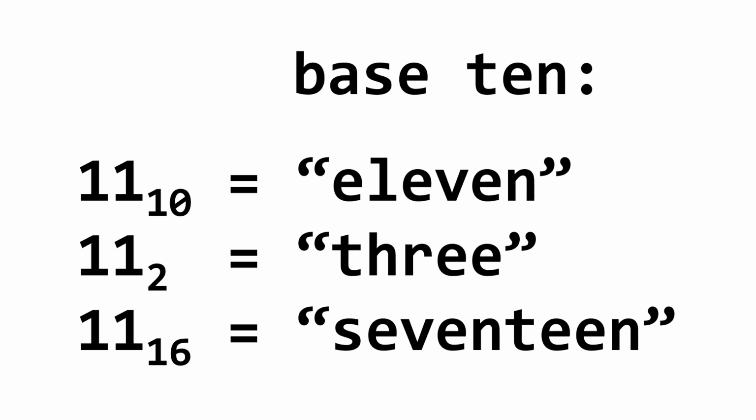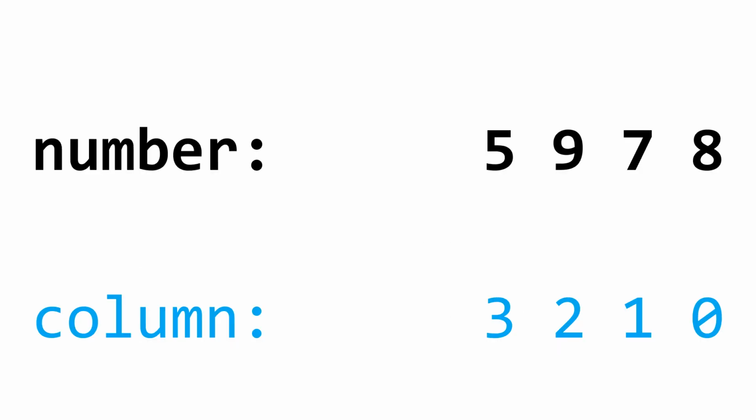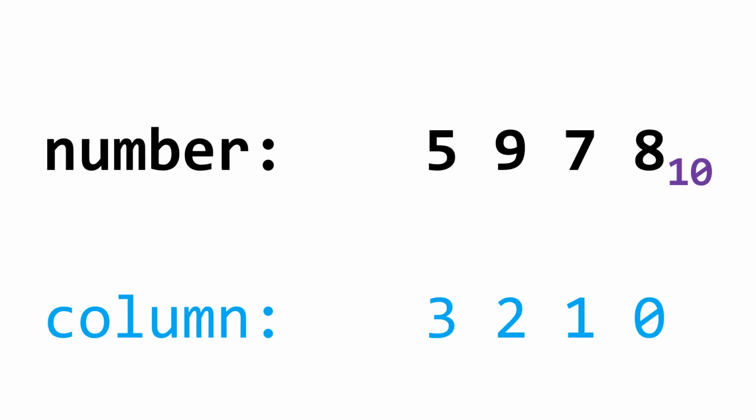Before we learn how to do conversions, we must first relearn how we interpret numbers in base 10. A number is made up of digits in different columns. For the number 5978, the digit 5 is in column 3, the digit 9 is in column 2, the digit 7 is in column 1, and the digit 8 is in column 0. In base 10, we are used to saying that the 8 is in the ones column, the 7 is in the tens column, the 9 is in the hundreds column, and the 5 is in the thousands column.